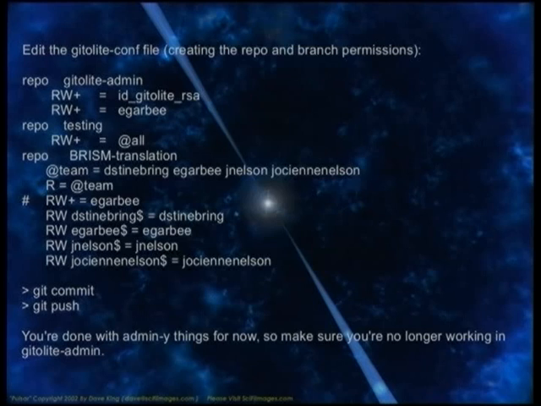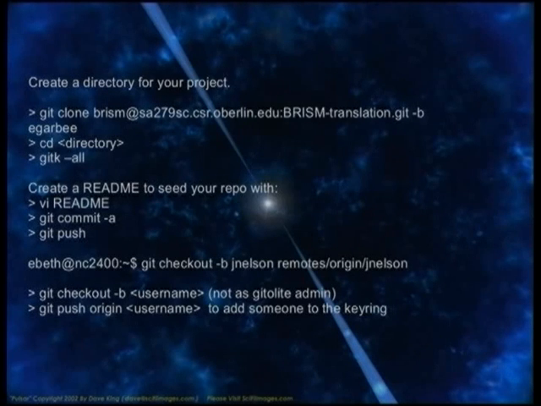That's what this section of the conf file is all about. Making sure that D. Steinbring had read and write permissions on the branch D. Steinbring, and not on anybody else's branch. And then, yeah, at the end, git commit, git push. If you don't push it, it doesn't exist. So done with admin things for now.